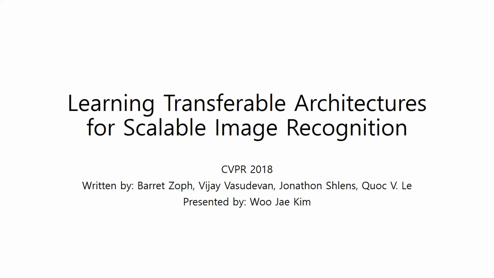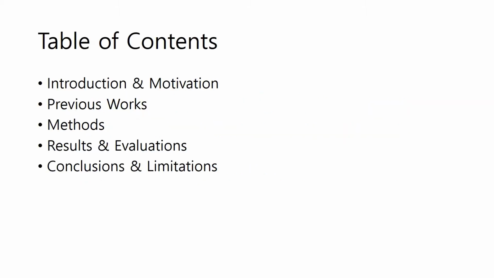Today, I will be giving a review presentation on Learning Transferable Architectures for Scalable Image Recognition, a paper from CVPR 2018. For this presentation, I will talk about the motivation of the paper, previous works, the proposed methods, results and analysis, and conclusion and limitations, in that order.